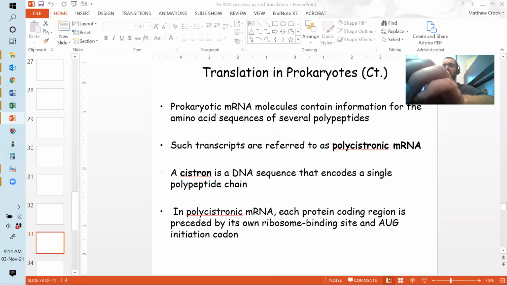So the first one is that genes involved in the same process, like say a metabolic pathway, are grouped together into one regulatory transcriptional unit. That is called an operon.